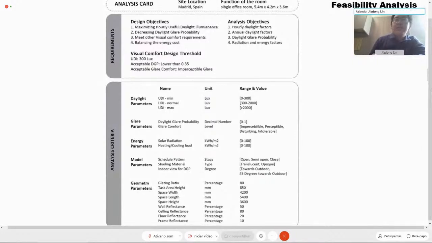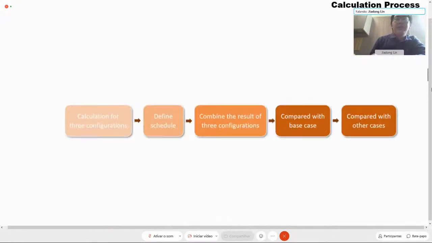Here shows an analysis card which contains our requirements and criteria and all the settings. This is the flowchart of how we run the calculation and how we make the comparison. We go in 5 steps. Firstly, we calculate the three states of the three cases respectively, and then with the data of illuminance and DGP, we list the schedule for each case. And then we combine the data with the schedule and make the comparison.